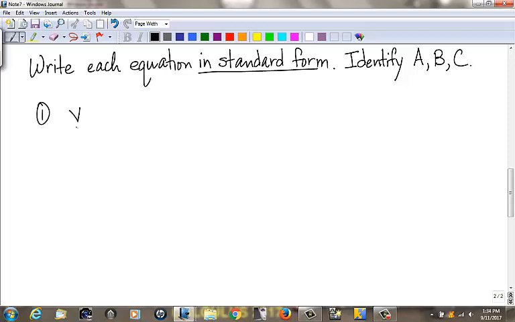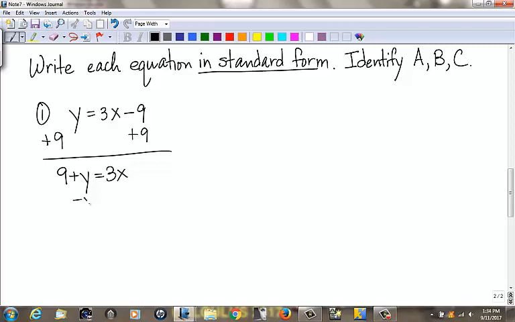So first example, say they give you y equals 3x minus 9. First, there are no fractions. Okay, so that's okay. We're in all integers. The A is 3, and it's already positive, so I would leave it on that side. Bring the 9 over to the left side, so you can add 9. Okay, so you'd have 9 plus y equals 3x. And if you can see to do this in one step, I'm okay with that. Subtract the y. So you have 9 equals 3x minus y.